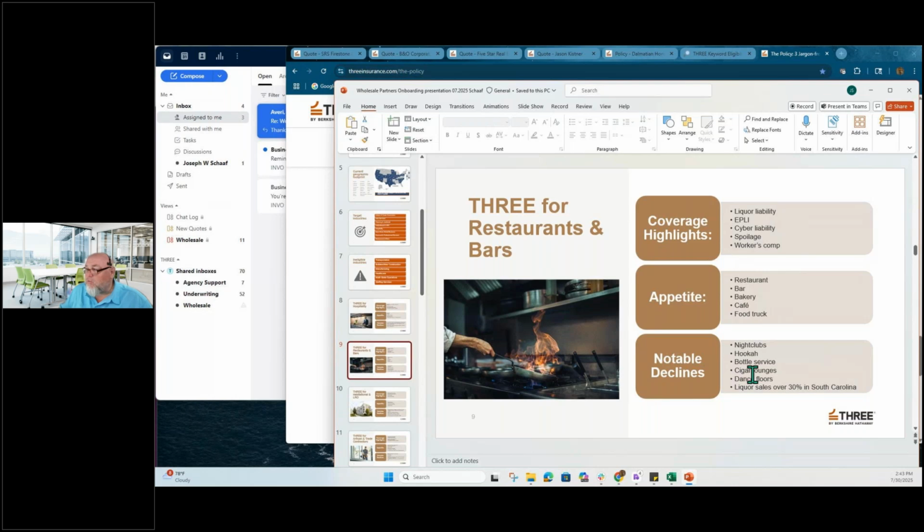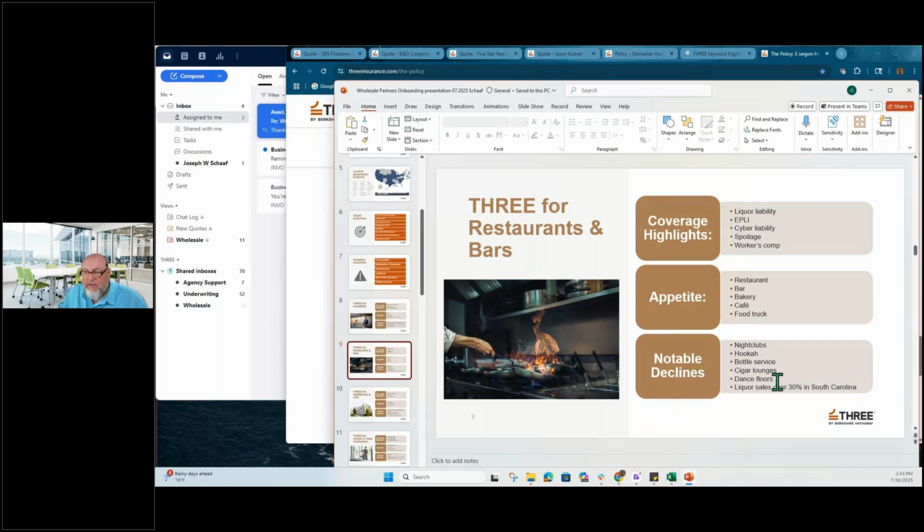The unique situation here is South Carolina. They have dram shop laws that prevent us from selling a comprehensive policy in that state if there's more than 30% of sales in alcohol. So if it's a mom and pop restaurant and they have incidental sales of alcohol in South Carolina, not a problem. If it's a bar where it's pretty much alcohol alone in South Carolina, we're not going to be able to get into that.